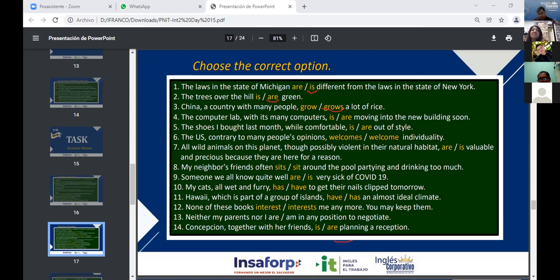The computer lab with many computers is or are moving into the new building soon. Is, because we are talking about the computer. Yes. The shoes I bought last month, while comfortable, is or are out of style. Is. Well, comfortable. The key word is shoes. Are, because it's plural. Okay.